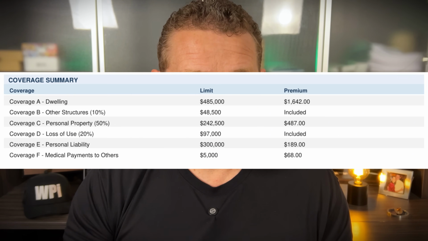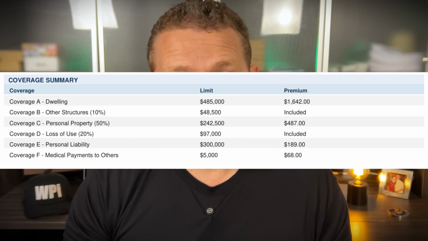Coverage B is other structures. That's your detached garage, your fence, your shed, and other detached structures, depending on how they're used. It's usually set as a percentage of coverage A. If your deck page says 10%, and coverage A is $485,000, you have $48,500 for other structures.